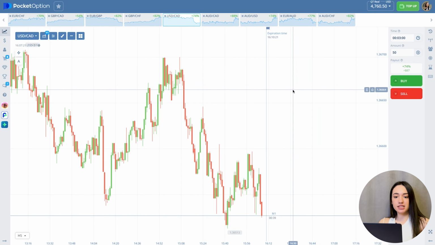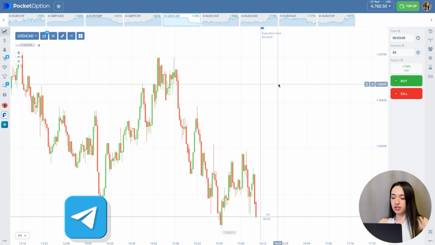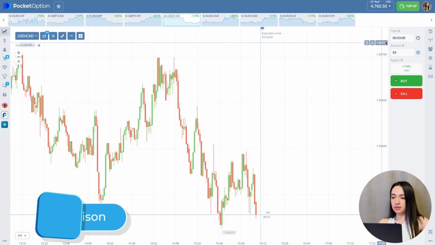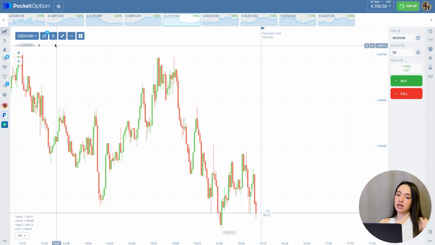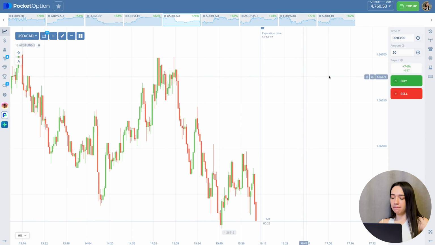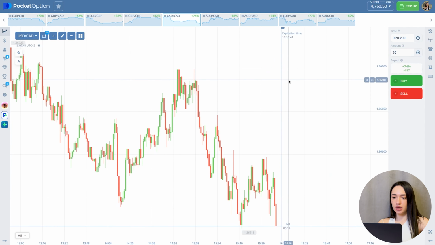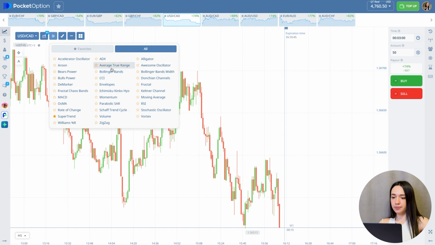So guys, let's move on to the practical part with the Average True Range indicator. As usual, I'm going to open trades with a 3-minute expiration time and conduct the initial analysis on the 1-minute timeframe. The trade amount is $50. And let's add this indicator finally.